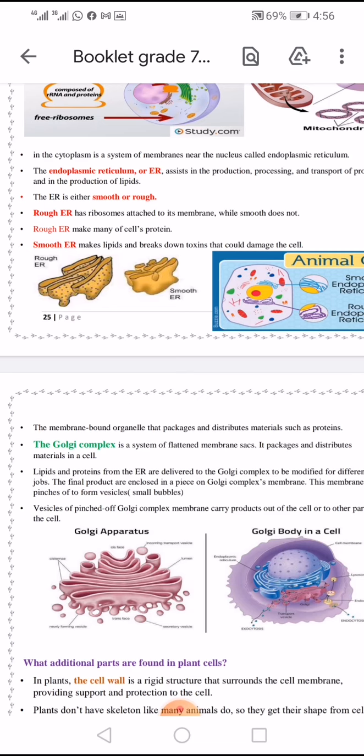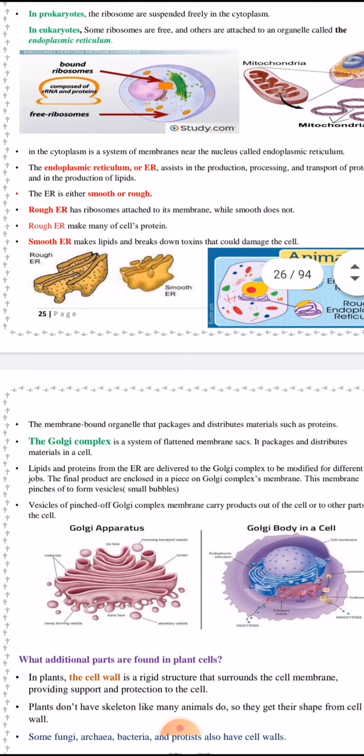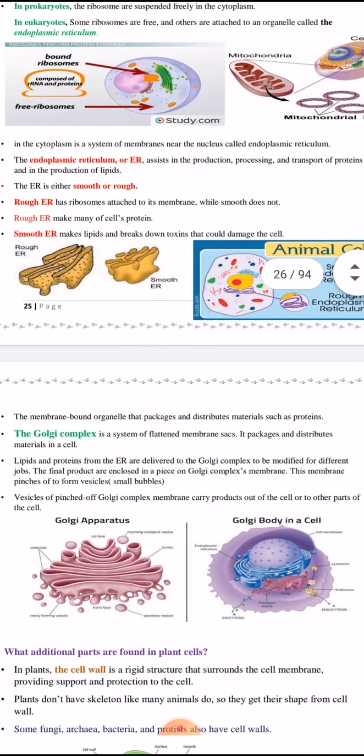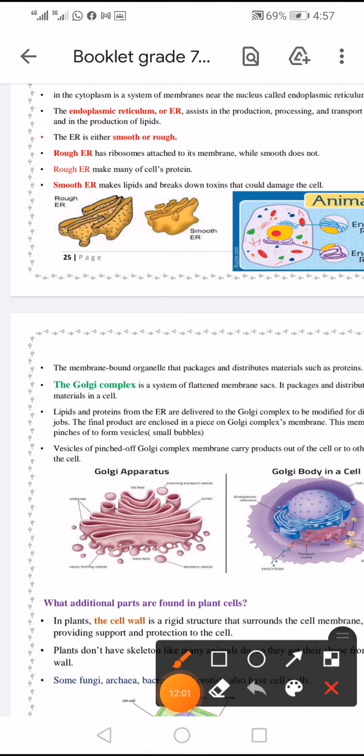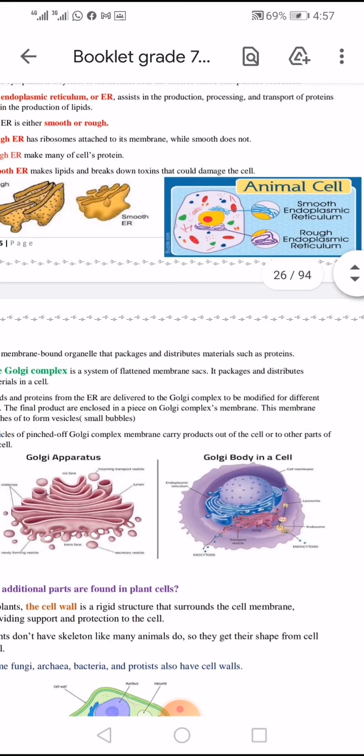This membrane forms vesicles, and these vesicles are delivered into the cell or out of the cell. So the function of the Golgi complex is like delivery. It takes a material and delivers it into the cell or out of the cell. For example, lipids and proteins from the endoplasmic reticulum, lipids formed from smooth endoplasmic reticulum and proteins formed from rough endoplasmic reticulum, are delivered to the Golgi complex to be modified for a different job.